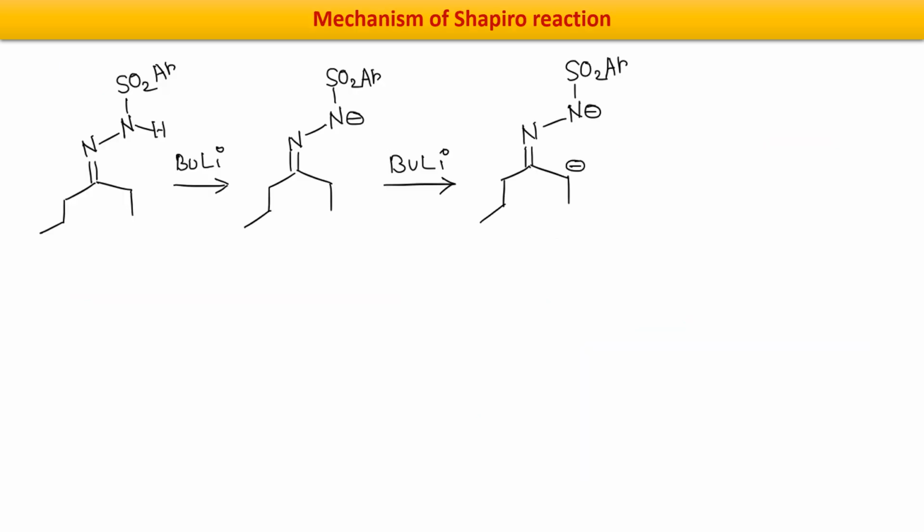Okay. Mechanism of the Shapiro reaction. So here we have taken the base butyl lithium. In the presence of this base, and look at this substrate, I have taken not a general structure.